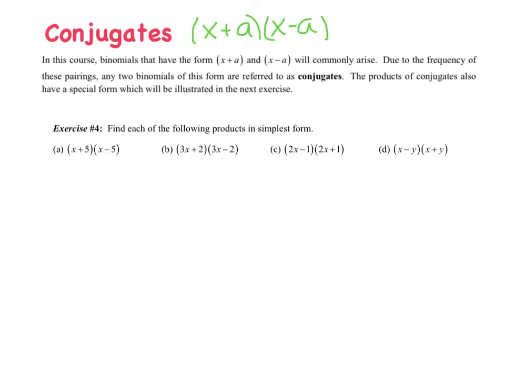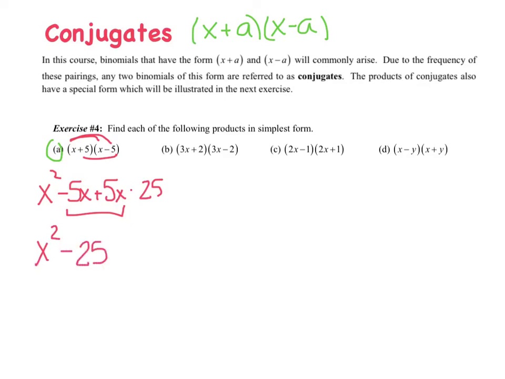Okay? Let's look at example 4. In letter A, notice they're conjugates. I have x plus 5, then x minus 5. So I keep the first term, I'm changing the sign of the second term. Now watch what happens when I multiply them, when I FOIL them out. So x times x is x squared. Notice I'm going to get a minus 5x, and then a positive 5x, then a minus 25. What happened to my middle term when I have conjugates? Negative 5 and positive 5 make 0, so I get x squared minus 25.